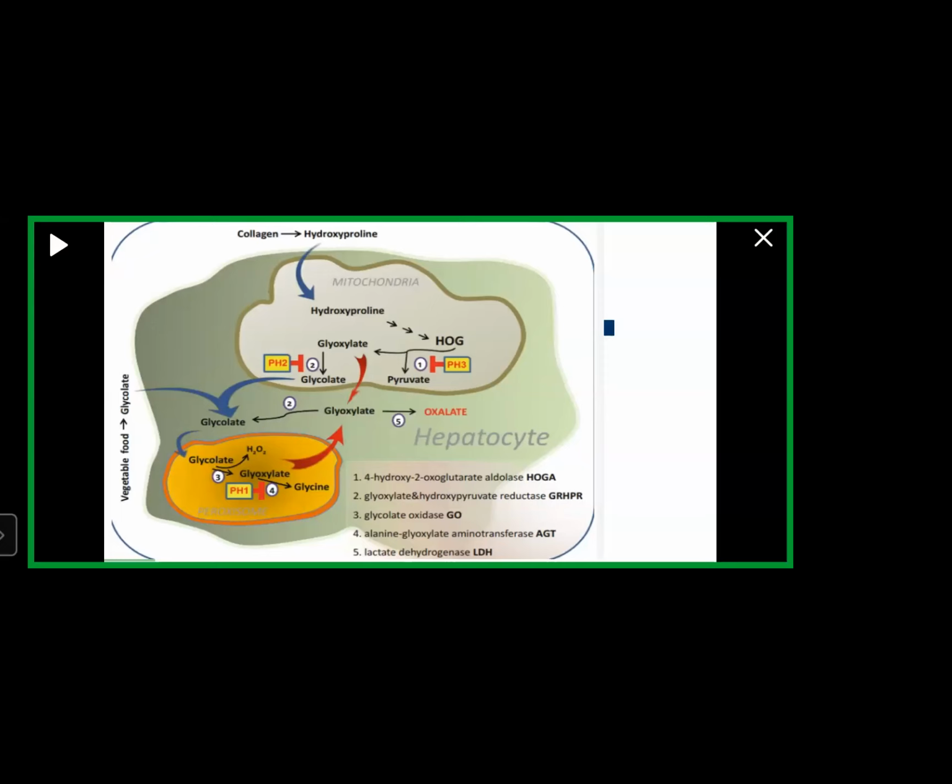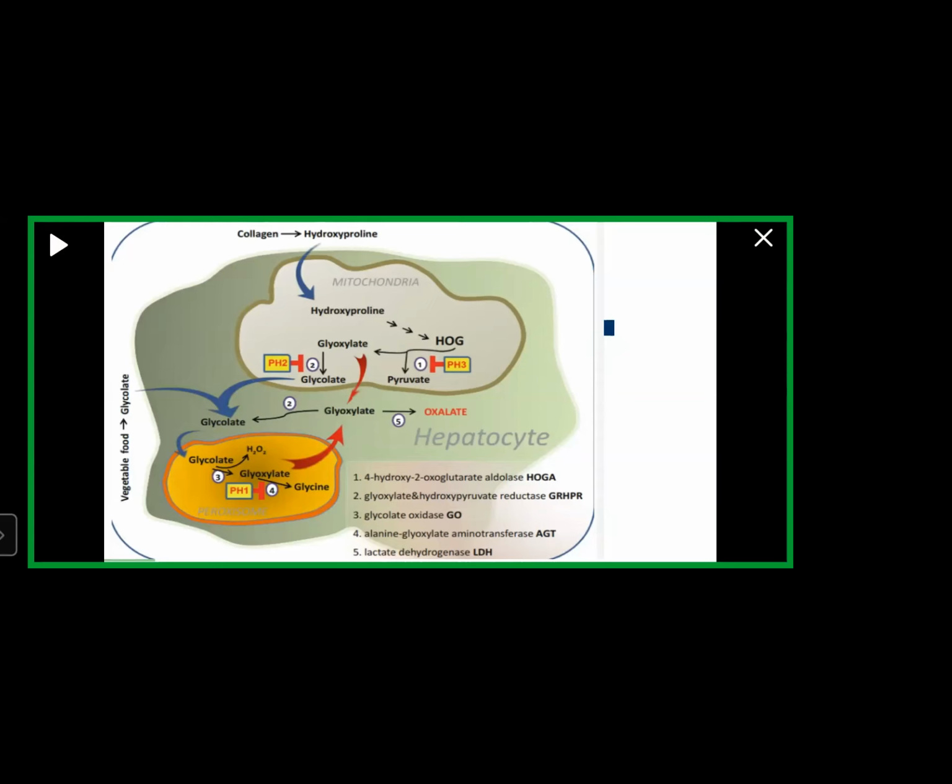Normally, glyoxylate is converted to glycolate. Glyoxylate and glycolate enter the peroxisomes and are metabolized by the liver-specific enzyme alanine glyoxylate aminotransferase, AGT, and it is metabolized to glyoxylate and then to glycine. Now, the first reaction, glycolate to glyoxylate, is catalyzed by glycolate oxidase, GO, and remember this enzyme is going to be very important later on in our talk.